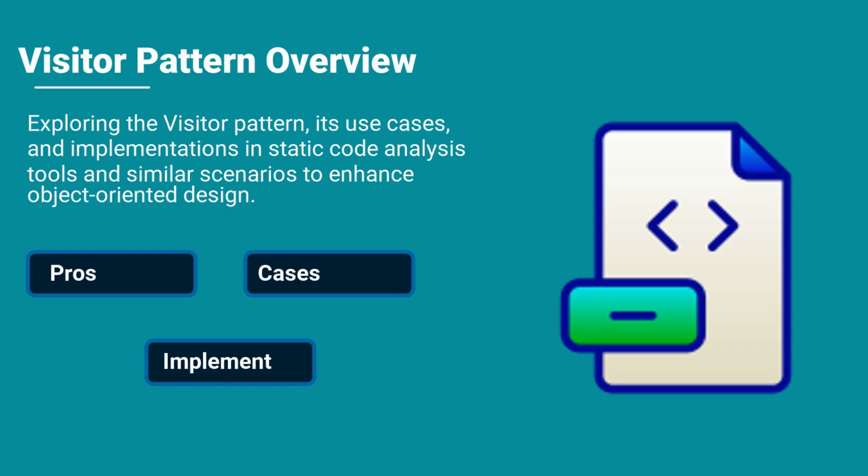So far, we have learned about the Memento pattern, which provides a way to capture and restore an object's state while maintaining encapsulation. We discussed its key components and implemented a simple text editor class in TypeScript to illustrate its functionality. Now, we will shift our focus to the visitor pattern, exploring its use cases and implementations, particularly in the realm of static code analysis tools and similar scenarios.